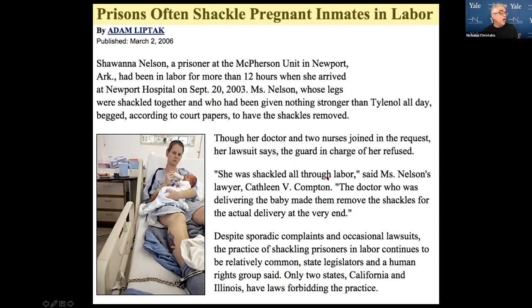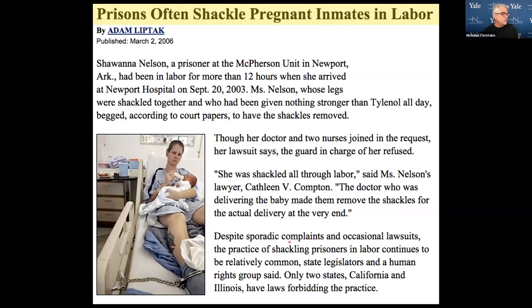She was shackled all through labor, said Ms. Nelson's lawyer, Kathleen Compton. The doctor who was delivering the baby made them remove the shackles for the actual delivery at the very end. Look at this awful human being. Look at them, all of them. The wardens, the doctors, all of them, it's outrageous.